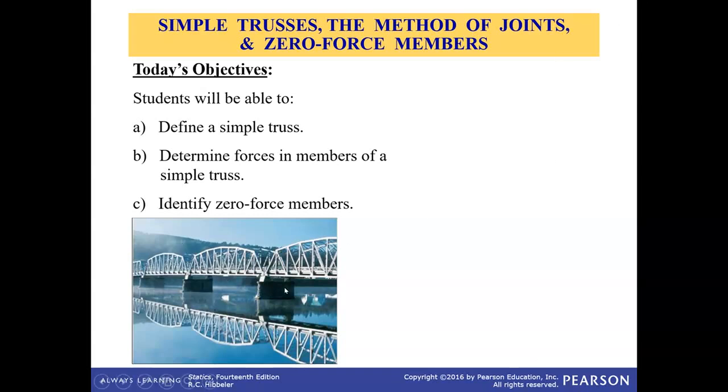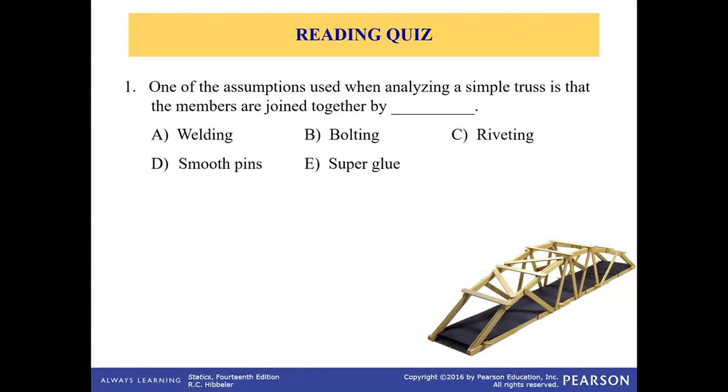So the structure of the bridge that you see in this photo here, that is called truss, where the links or linkages are called the truss members and the connection points are called joints, where the truss members are connected because of using fasteners or by welding. One of the assumptions used when analyzing a simple truss is that the members are joined together by smooth pins. So these connection points here and here, we can say that those are the smooth pins.